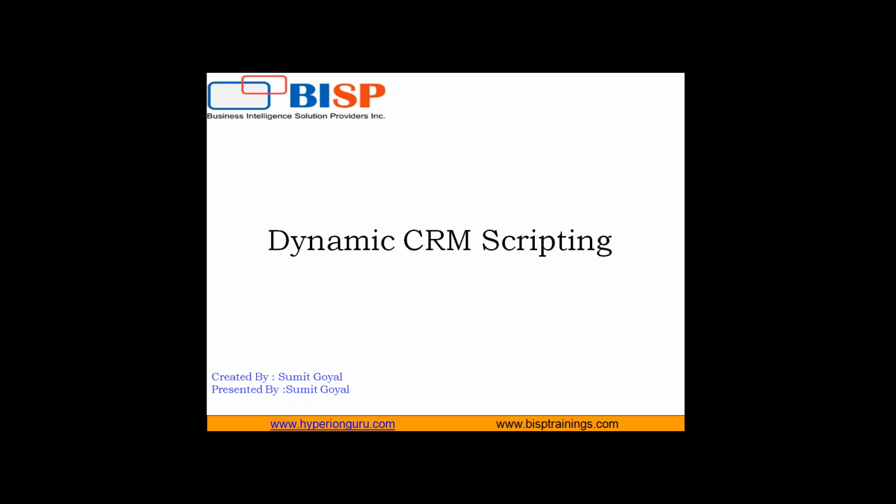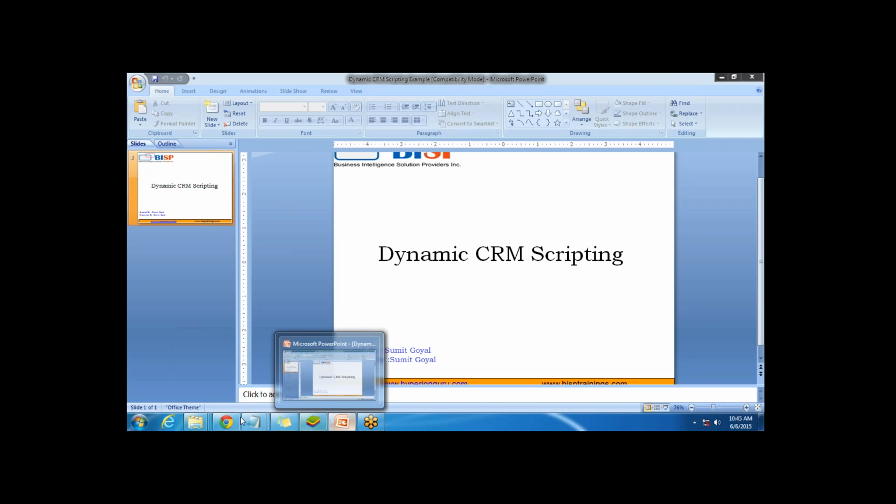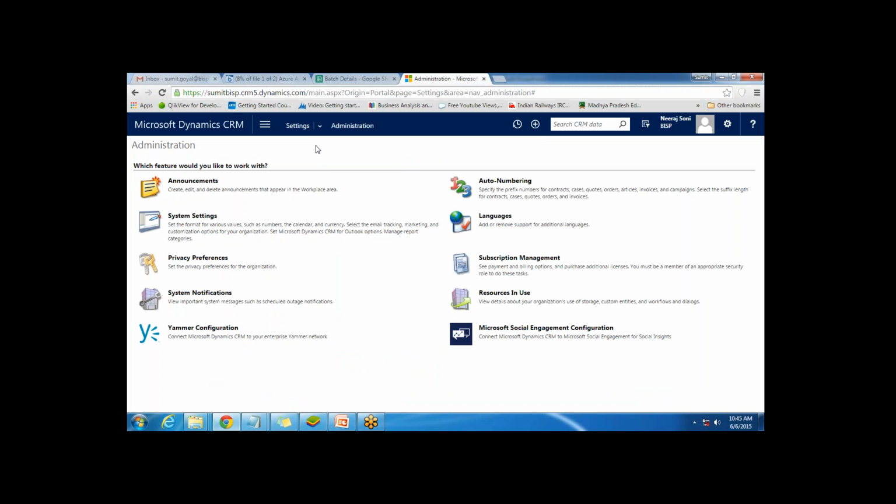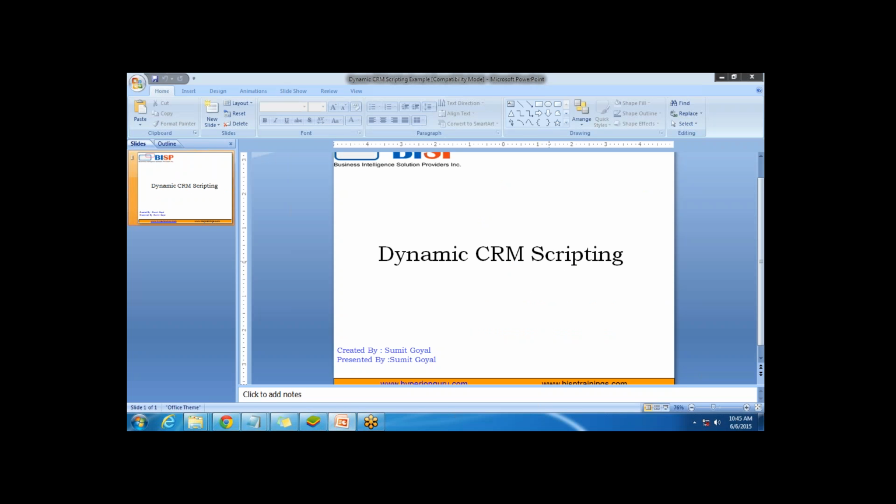Today I am going to demonstrate how to write scripting in Dynamic CRM. We are going to take a very basic example, and in this scripting example we will see how to display a gauge in an entity, and based on the user selection, the web resources or the image of that gauge will change. So that's the scenario. Let's see how to do that.